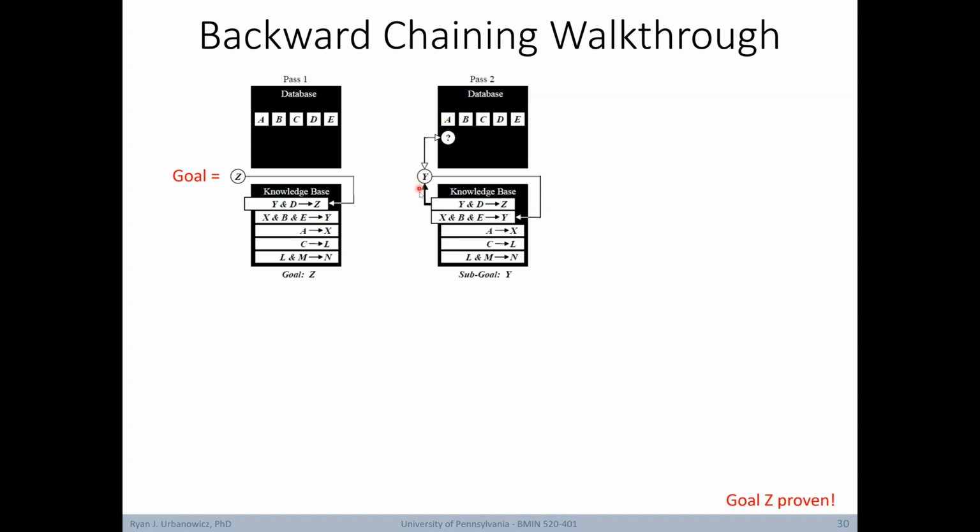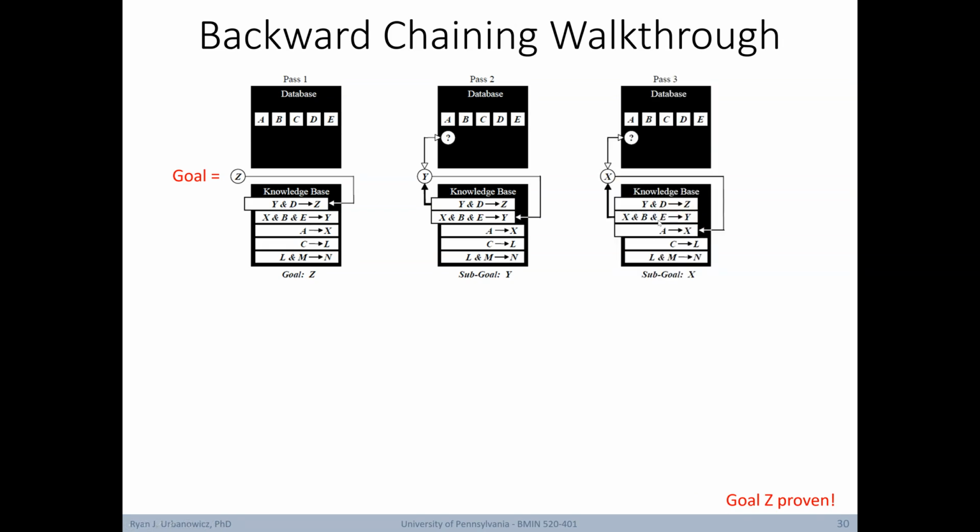And since it's not, we're now going to look for a rule with Y as its consequence. So now this rule is something we need to prove also. Let's continue down this path to see if we can prove Y. To prove Y, we need to prove X, B, and E. Well, notably, B and E are already in our fact base, so the only thing left to prove here is X. So now we find a rule that has X in its consequence.